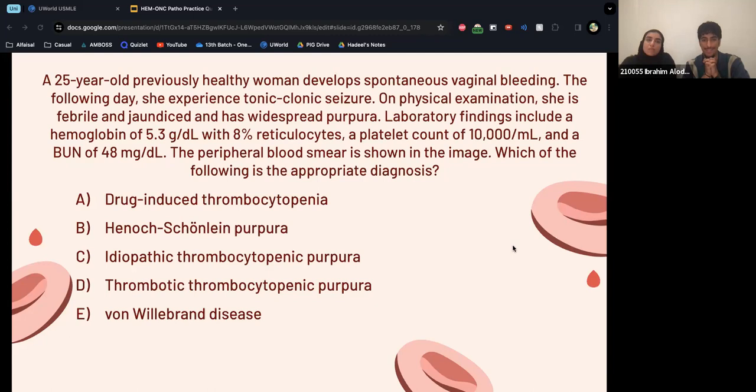Oh, I didn't put the picture. Which of the following is the appropriate diagnosis? Hold on. I don't want to leave because I don't know if I put the image. Sorry, you guys. I forgot to put the blood smear. I want to share my screen, but they're going to see my search. It's fine. You don't really need the blood smear, I feel. It's not super characteristic.